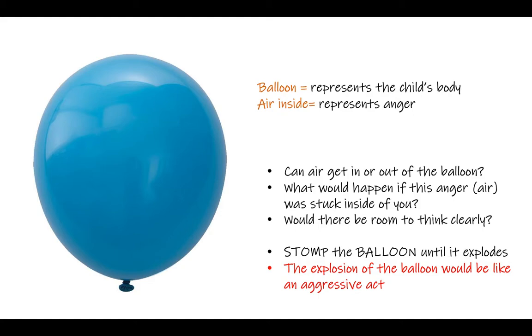Second, the therapist explains that the balloon represents the body, and that the air inside the balloon represents anger. The therapist asks the child, can air get in or out of the balloon? What would happen if this anger or air was stuck inside of you? Would there be room to think clearly? Then the therapist tells the child to stomp on the balloon until it explodes and all of the anger or air comes out.